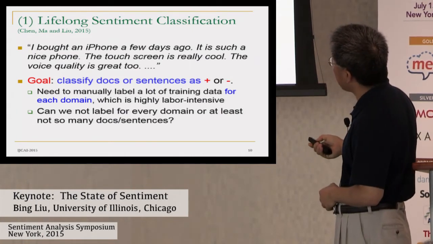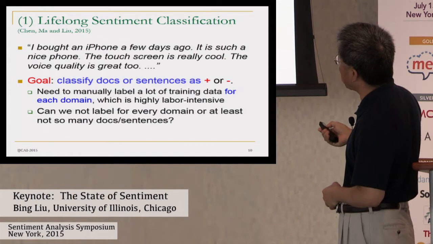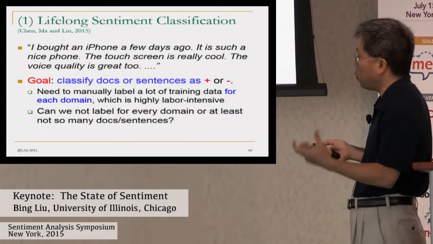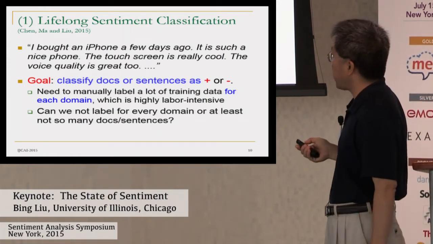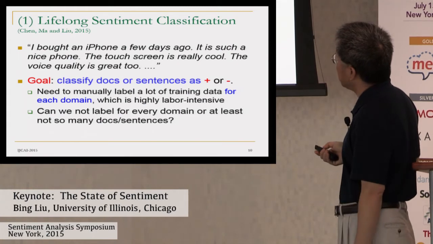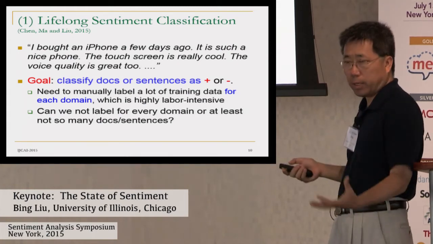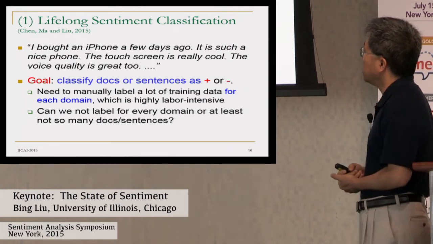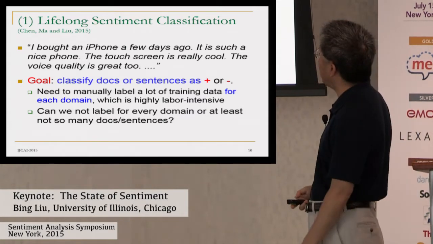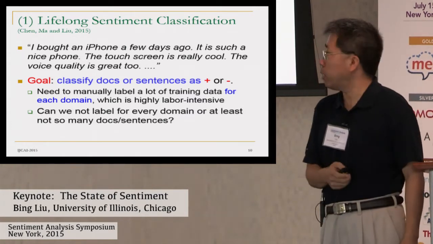Essentially, we're going to classify the document or classify the sentence. Of course, we can also classify individual aspects, and the sentiment on those. Traditionally, we need a lot of training data, lots of training data, to be able to build a model which is going to do reasonably well.